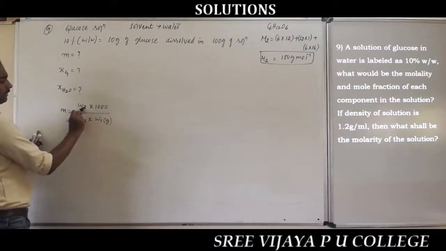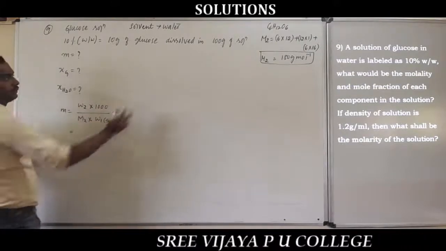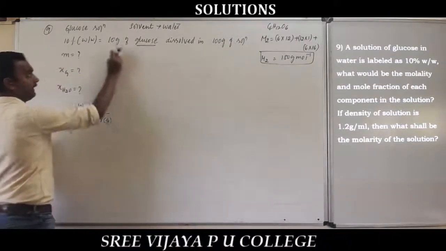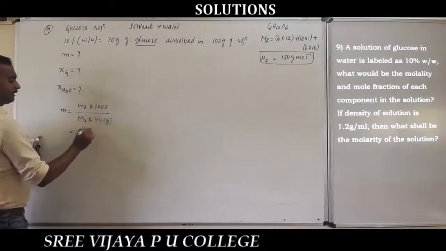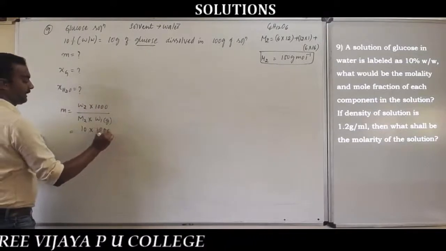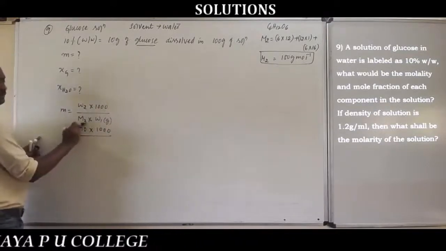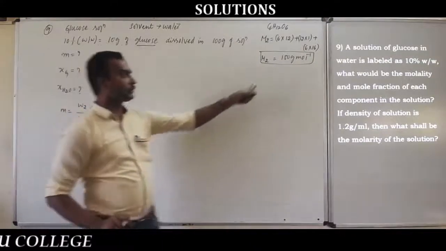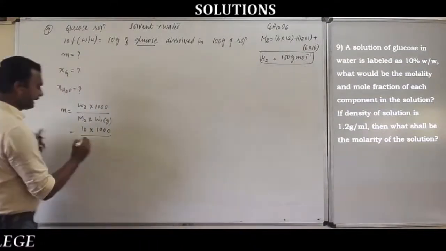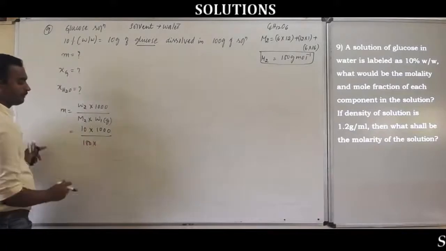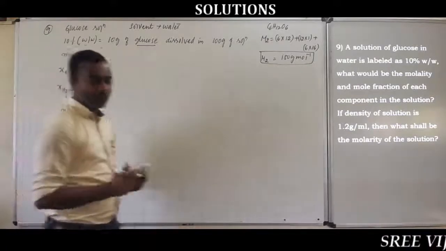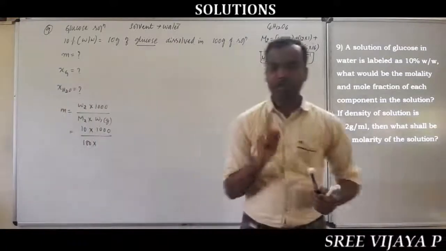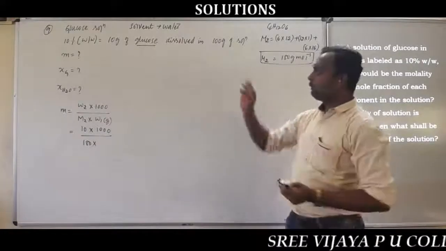Now substitute in this to calculate molality. That is equal to W2, mass of solute, which is glucose here. How many grams are there? 10 grams. 10 into 1000 divided by molar mass of solute. Solute is glucose, molar mass is 180 gram per mole. W1, be careful, W1 is the mass of solvent. Which is the solvent here?